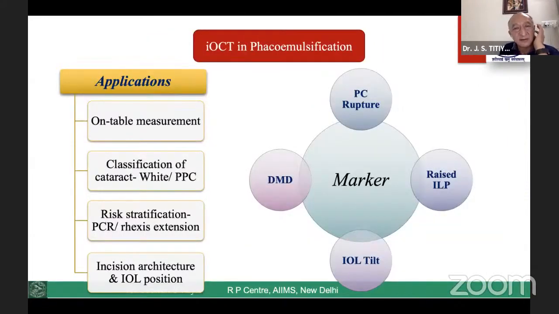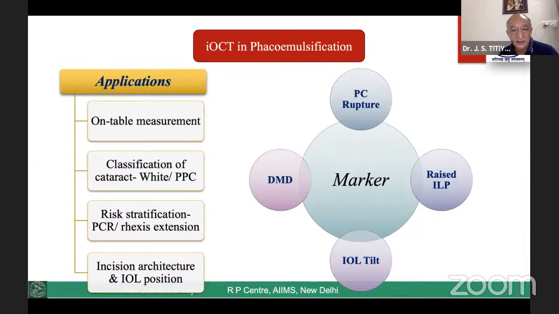To summarize IOCT, as I told you, this takes your clinical investigation like anterior segment OCT to the operation theater, makes you feel better, makes you see better, and makes you perform the surgery better to have improved outcomes. So you can assess the various types of cataract and classify them for your surgical analysis. You can also look into the risk of PCR or a rhexis extension.